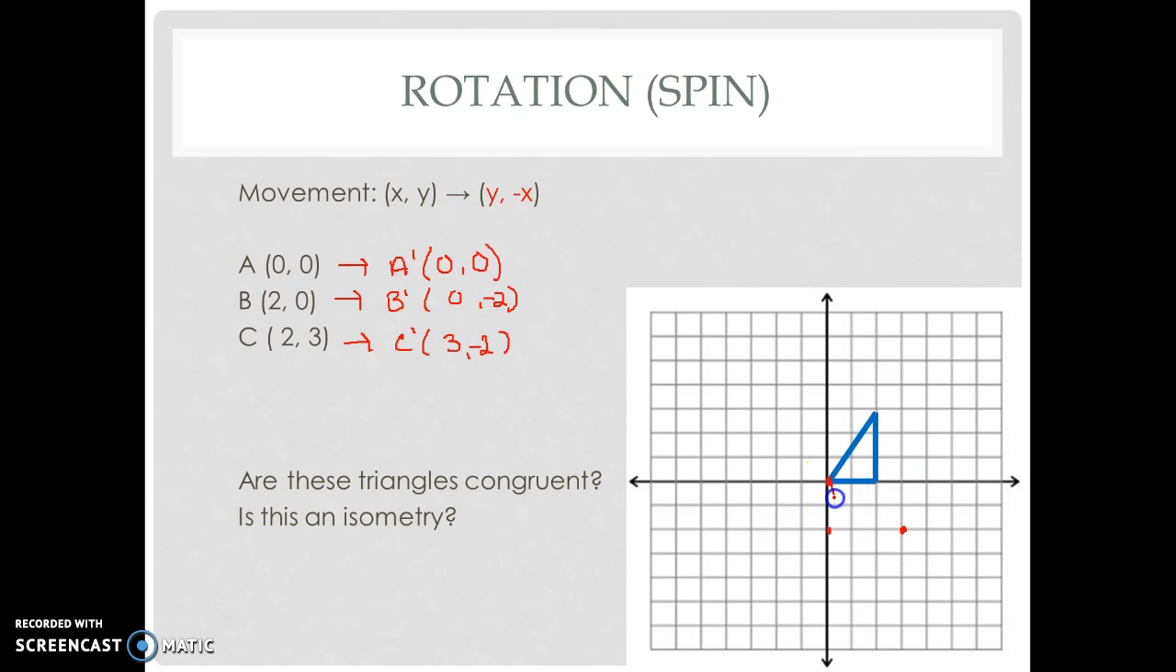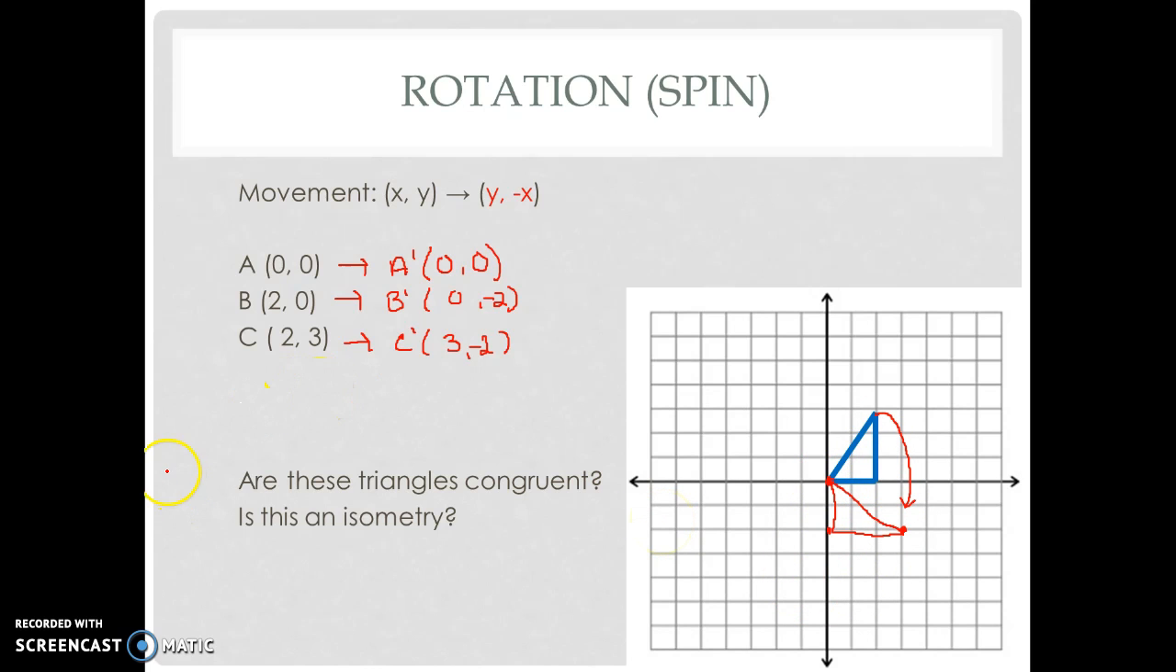So if we connect these dots, again, this is the same triangle, the exact same size and shape. It actually just looks like we grabbed the triangle right here in this corner and spun it down. We held this corner 0, 0, and we spin it down, so kind of like a roll or a spin there. So again, this is a rotation.